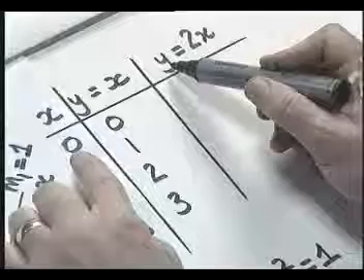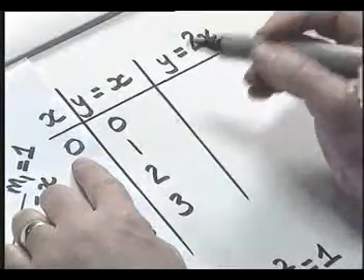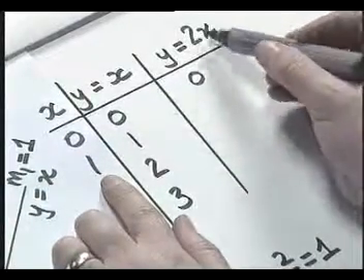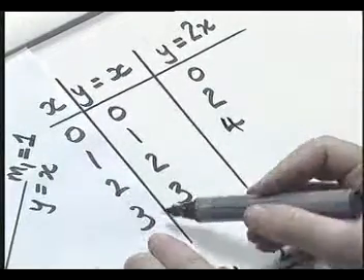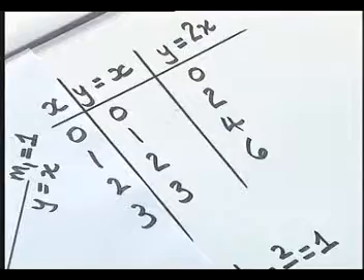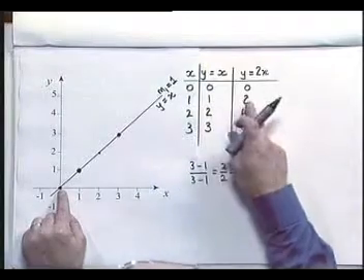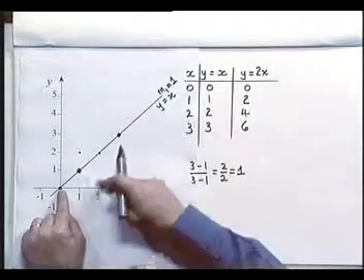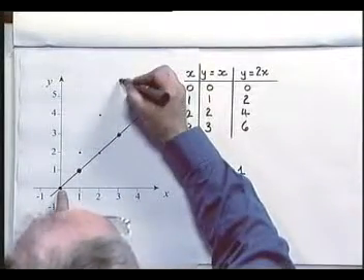Well, the y-coordinate is always 2 times the x-coordinate. So if the x-coordinate is 0, the y-coordinate will be 2 times 0, which is still 0. When x is 1, y will be 2 times 1, which is 2. When x is 2, y is 2 times 2, which is 4. And when x is 3, y is 2 times 3, which is 6. Let's pop these on as well. We've got 0, 0, which is the origin again. When x is 1, y is 2. That's this point here. When x is 2, y is 4. That's this point here. And when x is 3, y is 6, which is up there.